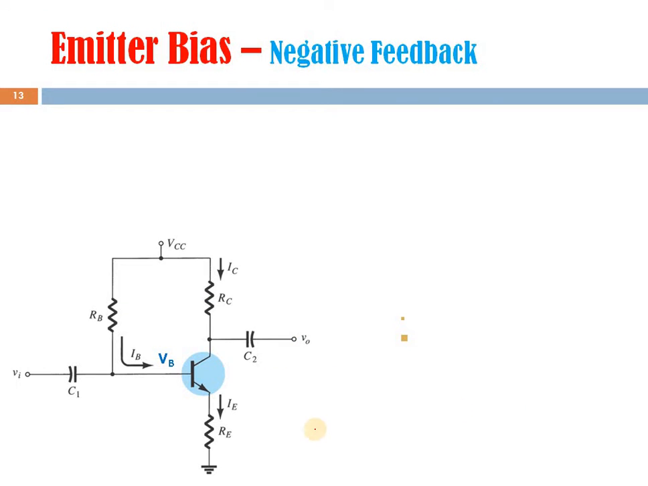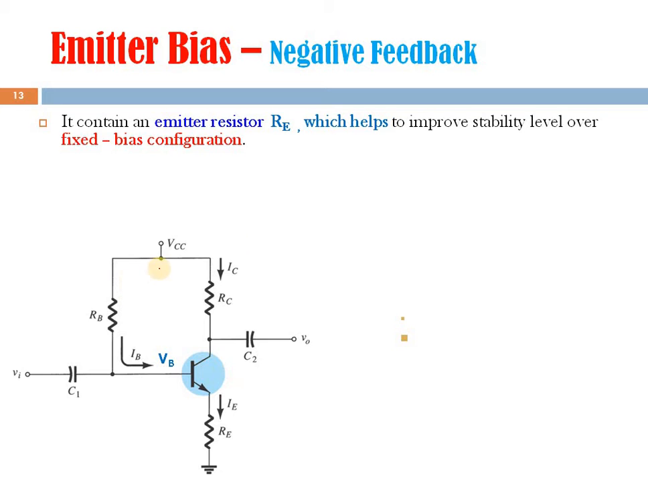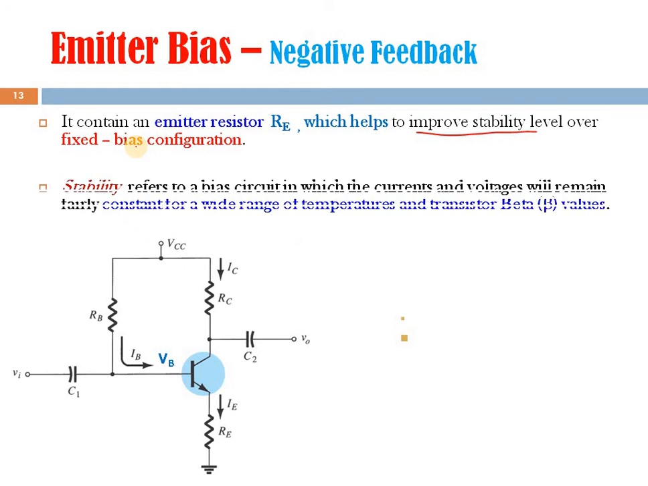Now this is the second biasing arrangement. Here an emitter resistance is introduced, and this emitter resistance provides a type of negative feedback into the circuit. This resistor RE helps to improve the stability. So this circuit is more stable as compared to the fixed bias arrangement which we discussed in the earlier slide. And what is the meaning of stability?